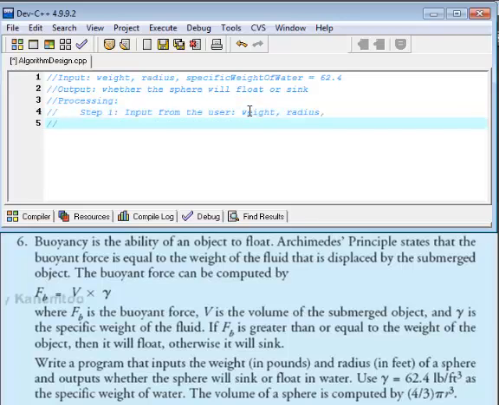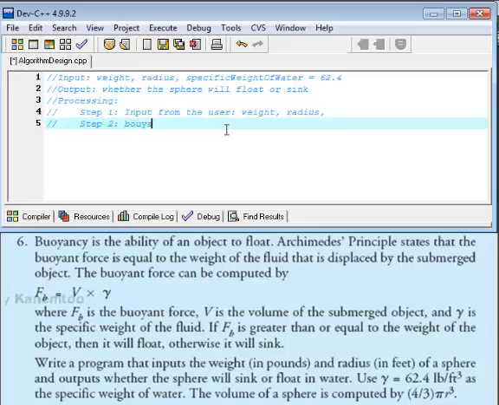Step 2. What do we want next to happen in our program? So what we want to happen next is we need to figure out whether this buoyant force is greater than or equal to the weight of the object so that we can output whether it will float or sink. Now to figure out the buoyant force, we need to know the volume and the specific weight of the fluid. Now we're given the specific weight of the fluid, specific weight of water. So we have that part of our equation.